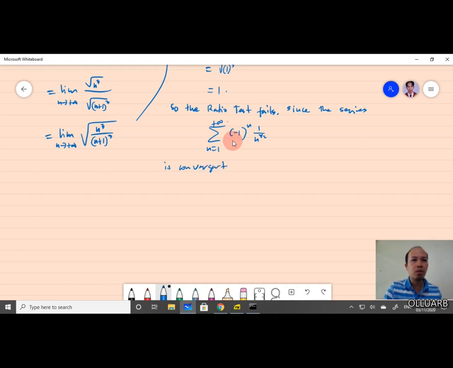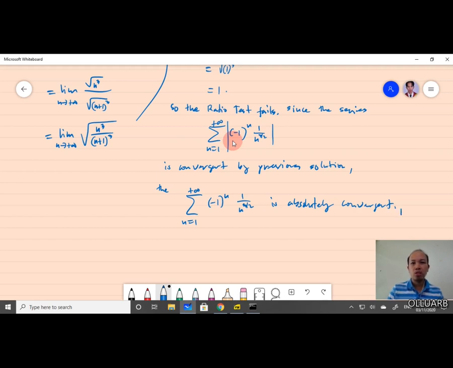This one, the absolute value, by the previous solution, the series 1 over n to the 3 halves, starting from 1 to positive infinity, is absolutely convergent.